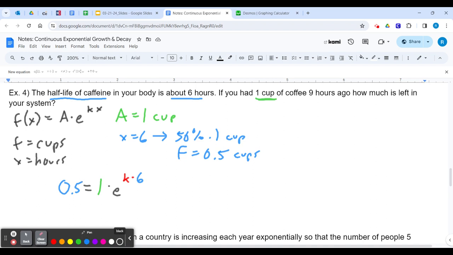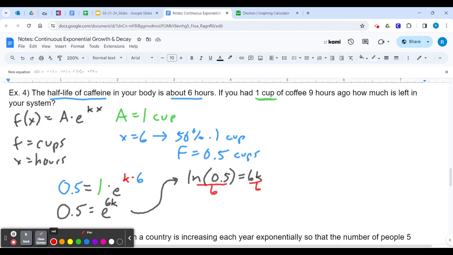Then what's nice about this one is we can just omit this 1, right? Because multiplying by 1 doesn't change anything. So I can just have 0.5 equals e to the 6k if I simplify that formula first. And then that will give me a situation where I can take the natural log. So natural log of 0.5 equals 6k. And then if I just divide both sides by 6, I'll get a k value that is equal to the ln of 0.5 divided by 6.